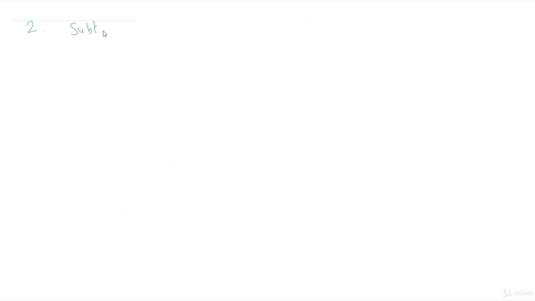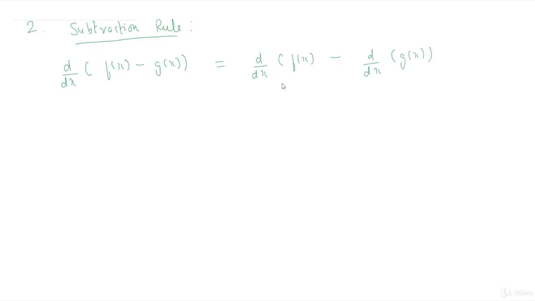Now in the subtraction rule, we have two functions which are getting subtracted from each other, and we have to calculate the derivative of the subtraction of the two functions. So we have d by dx of f of x minus g of x. So we have to calculate the derivative of this function. So that will be equal to d by dx of f of x minus d by dx of g of x. So we can say the derivative of the difference of two functions is the difference of the derivatives of both the functions, right?